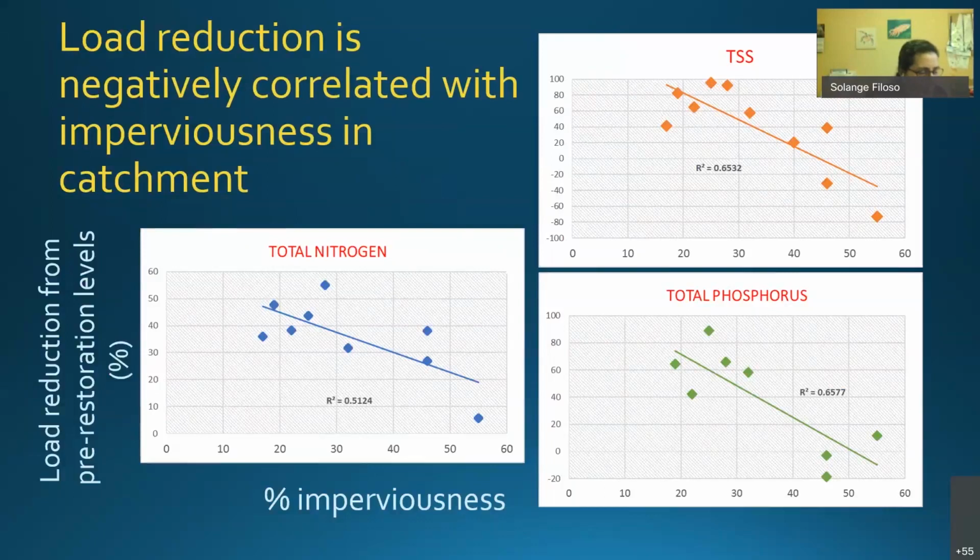This is data from a limited number of sites. And so it's hard to make a final conclusion that imperviousness is something to be considered, but we do think it's an important finding that should be taken into account. So next, please.